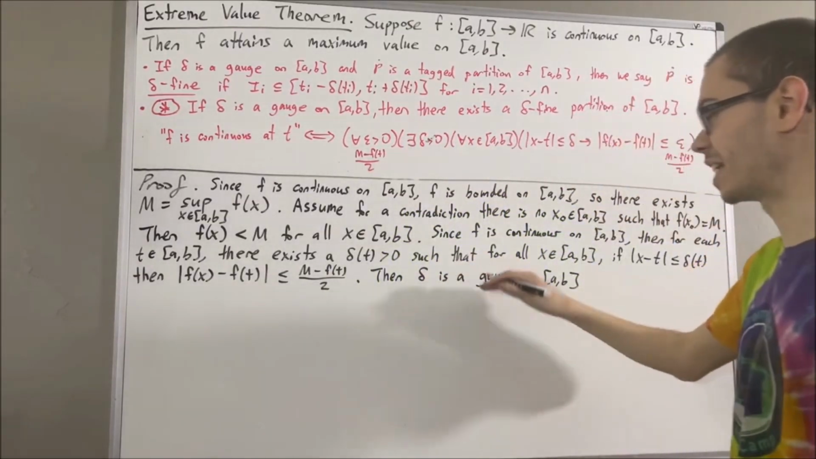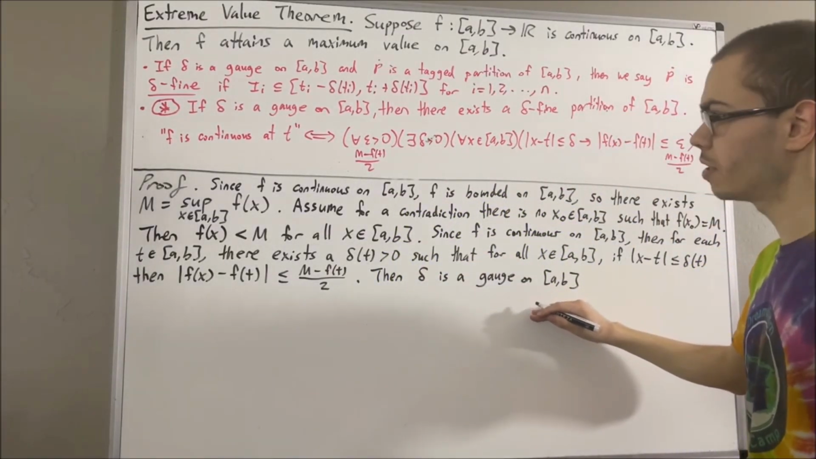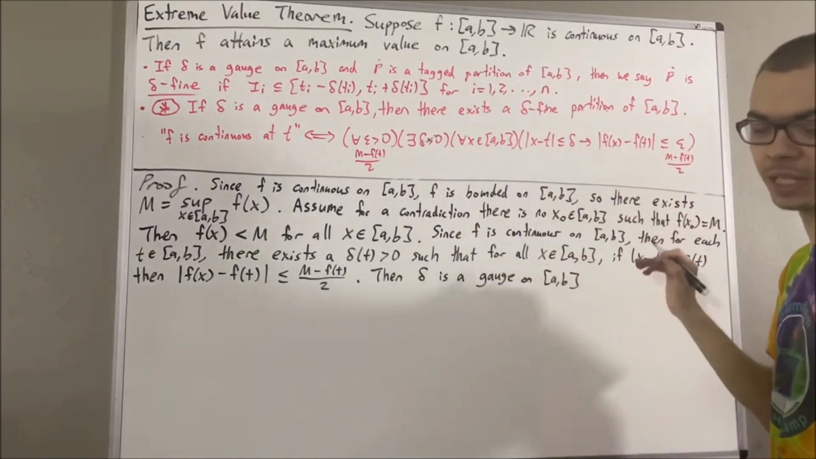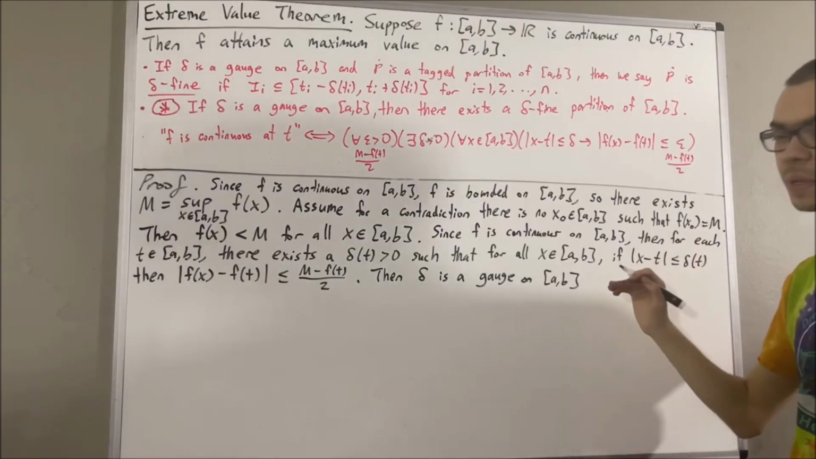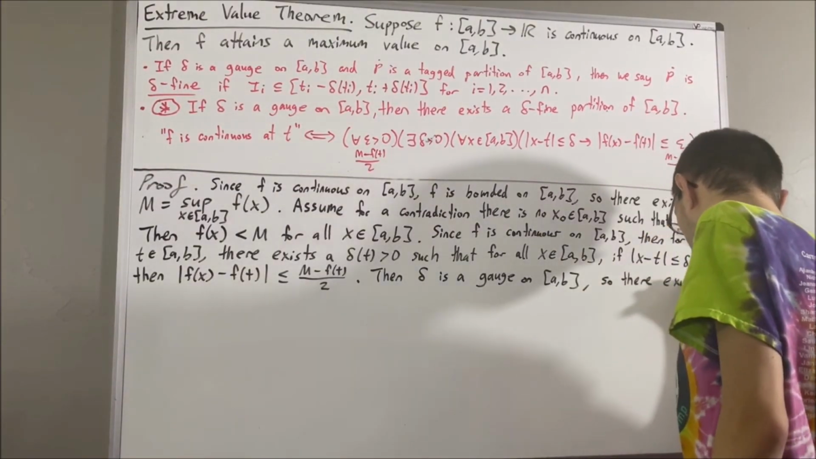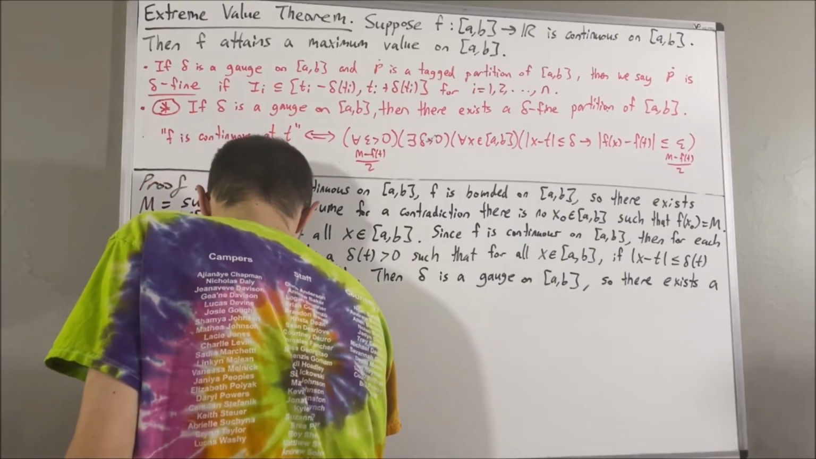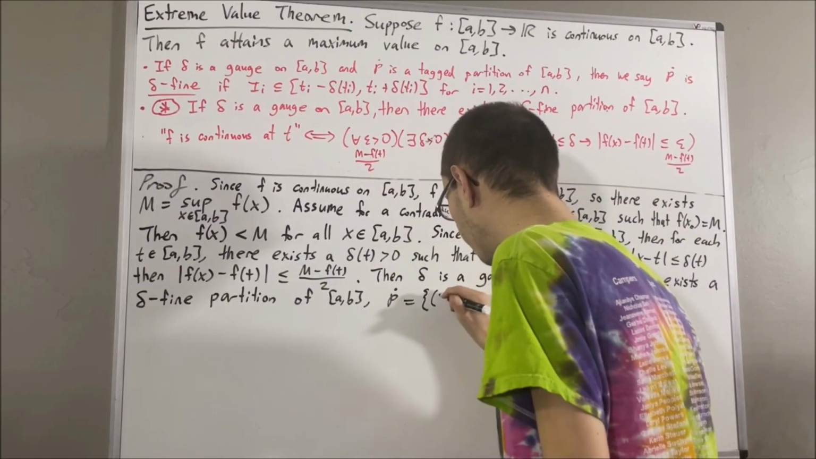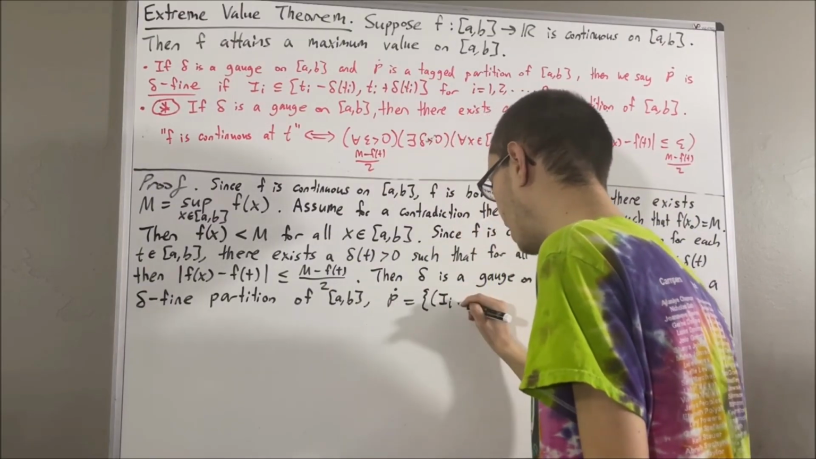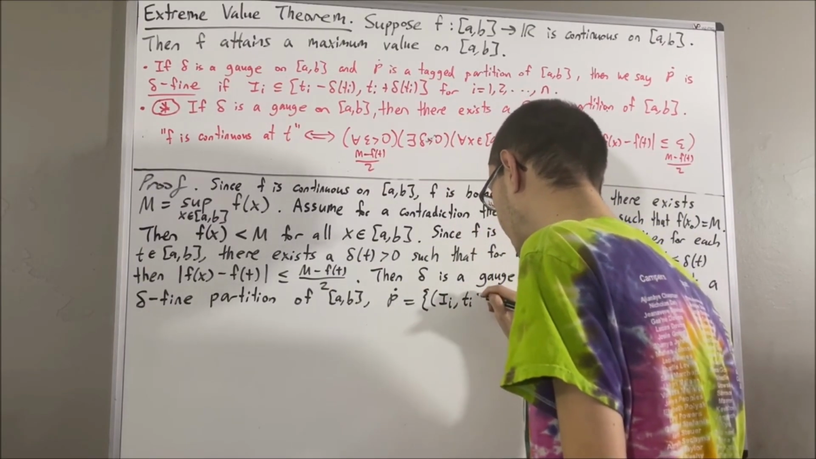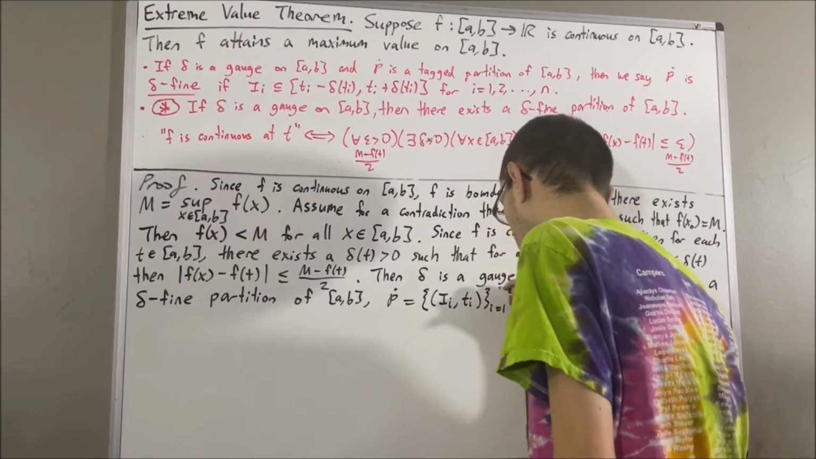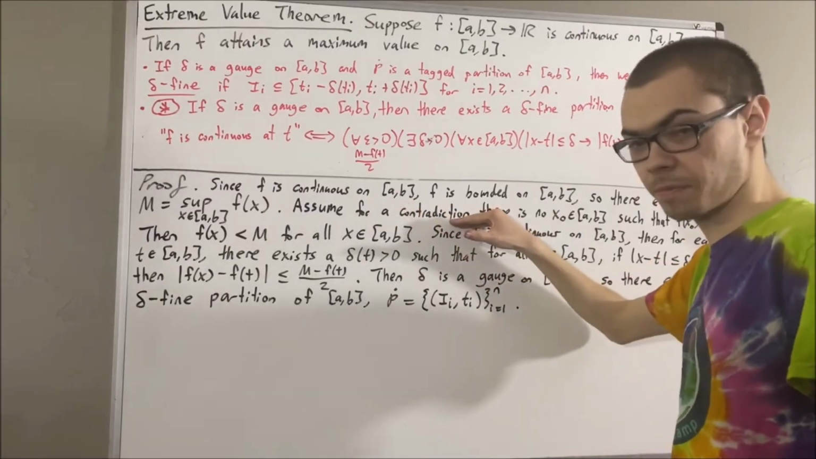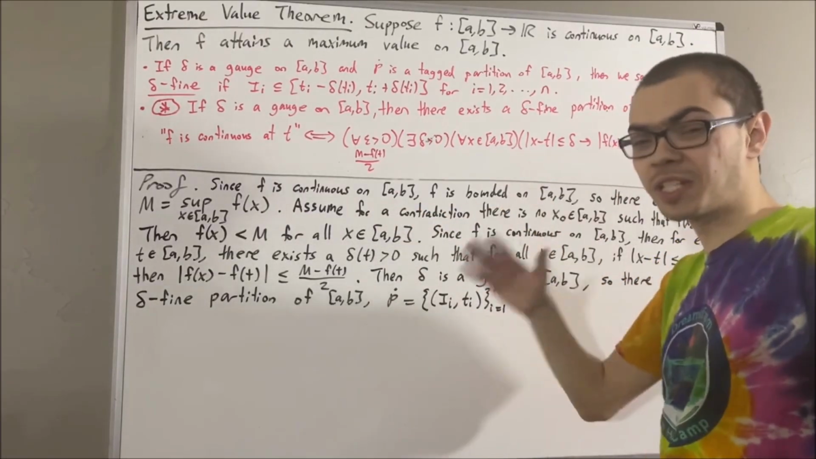And since delta is a gauge on [a, b], well then, we know that there must exist a delta-fine partition of [a, b]. And we'll call that partition P. And we'll say that the subintervals of this partition are symbolized by I_i, and the tags are symbolized by t_i, from i equals 1 to n. Now, to reach a contradiction, the idea is to consider the following value.